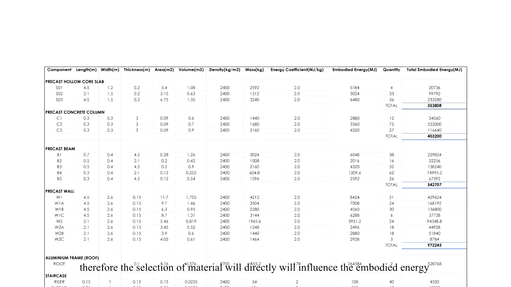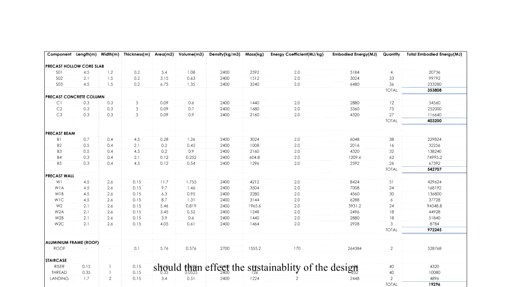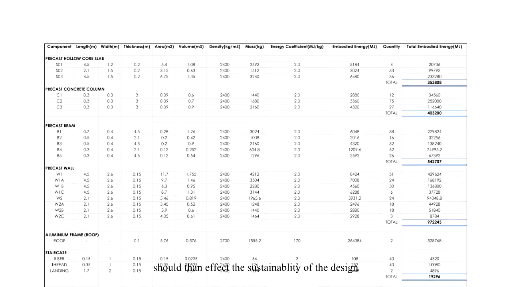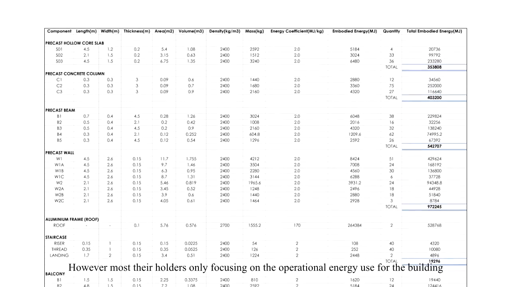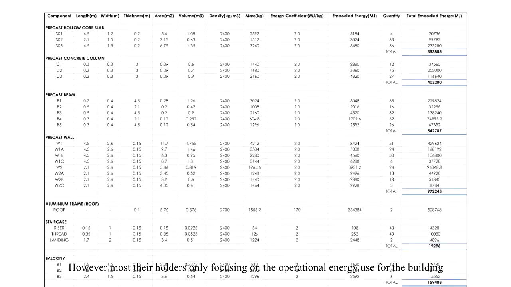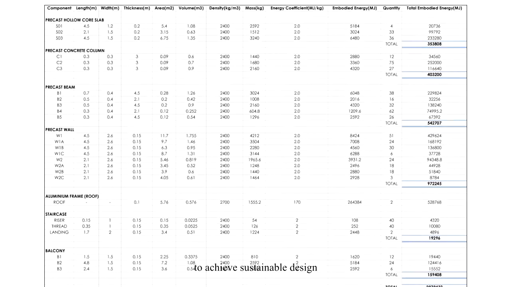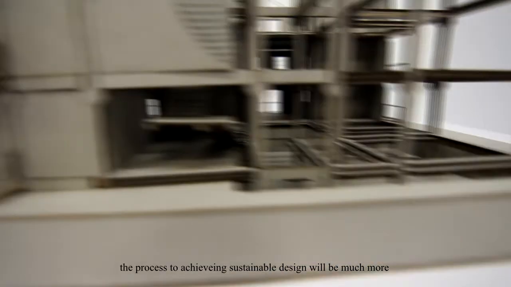Therefore, the selection of materials will directly influence the embodied energy, which will then affect the sustainability of the design. However, most stakeholders only focus on the operational energy used for the buildings to achieve sustainable design. By choosing IBS system, the process of achieving sustainable design will be much easier compared to conventional construction. Thank you.